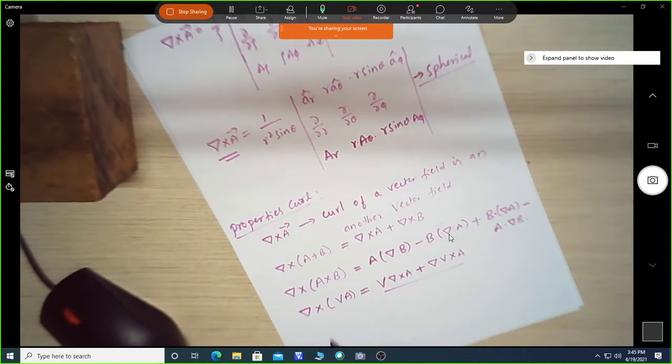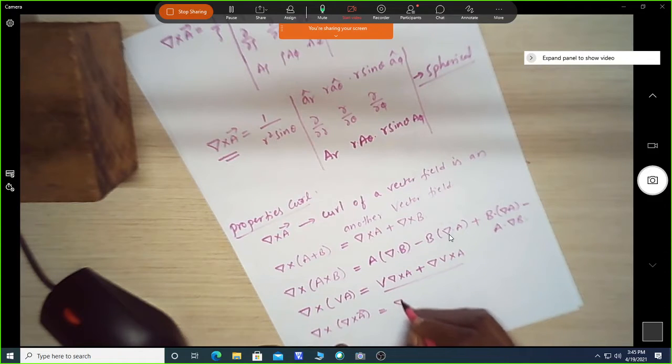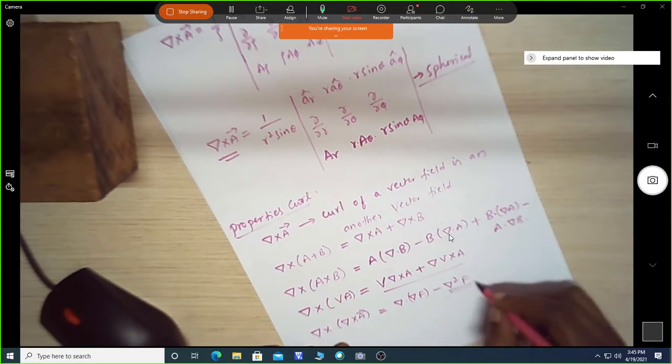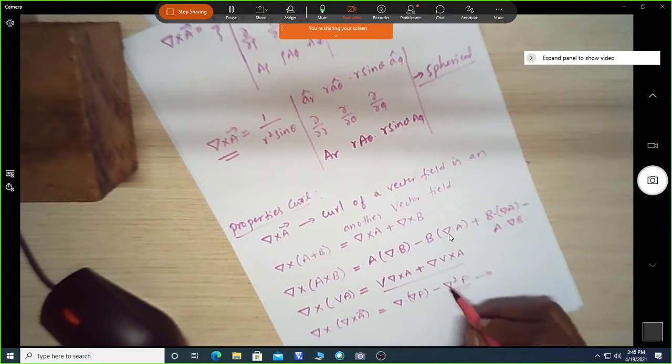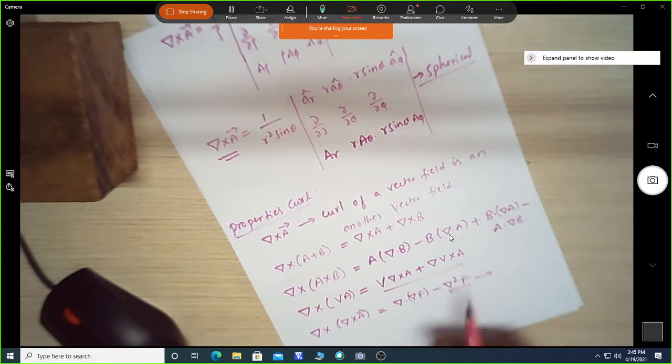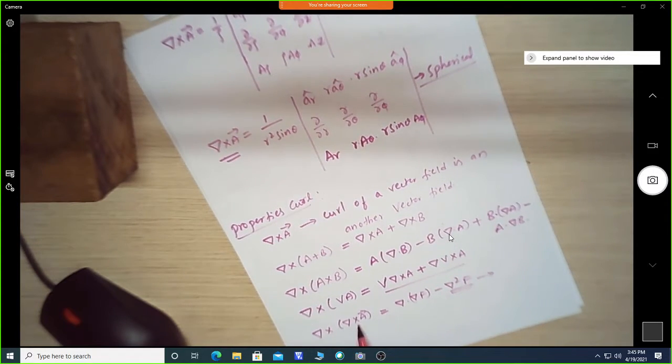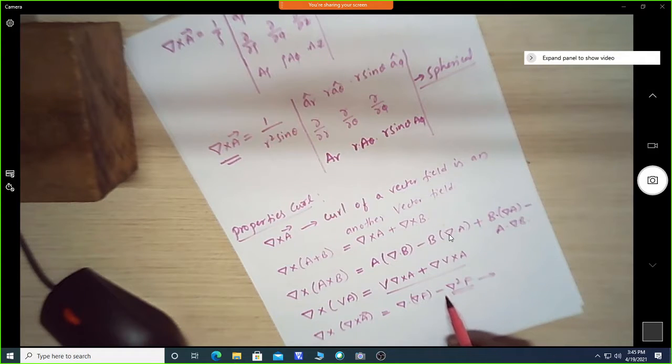Similarly, one more thing: if I apply del cross of A two times, that is, the del operator as a curl operator twice, then we get del of del dot A, minus del square A. This del square we will discuss later; it is a double differential operator, which we call the Laplacian operator. So if I operate two times with the del operator as a curl operator on a vector field A, it will result in this.